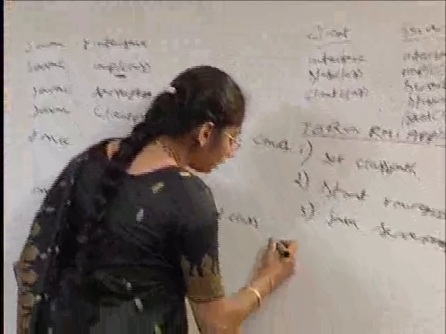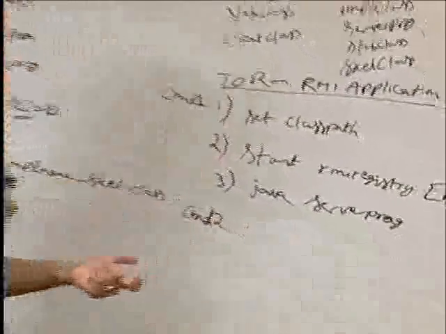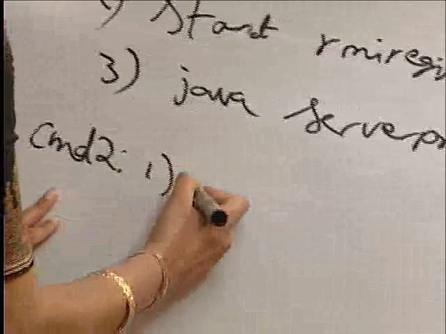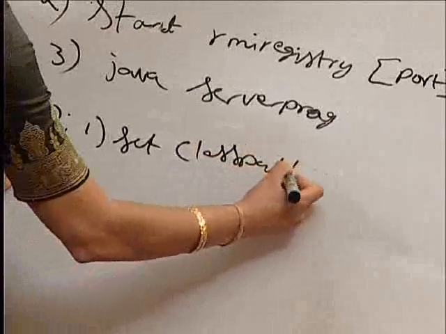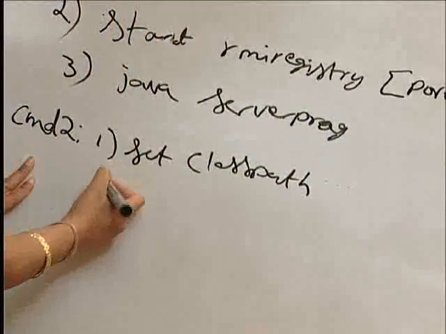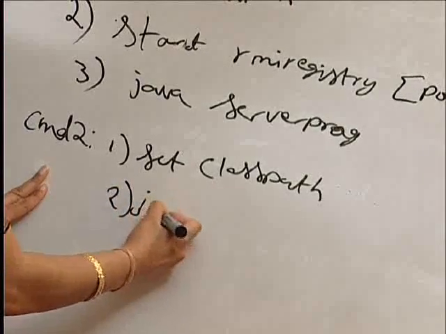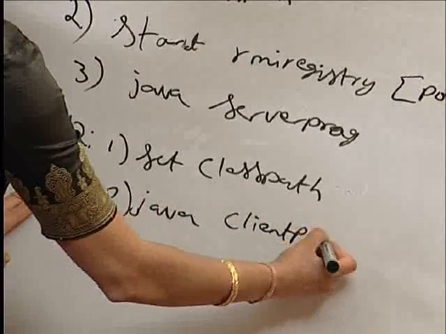Then open another command prompt. If I am going to run all this on a single machine, I am going to open up another command prompt, set the class path again to find out where the class files are available, and then run the client program. So java client program.